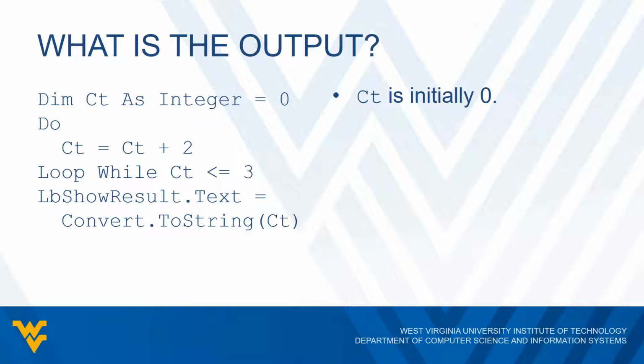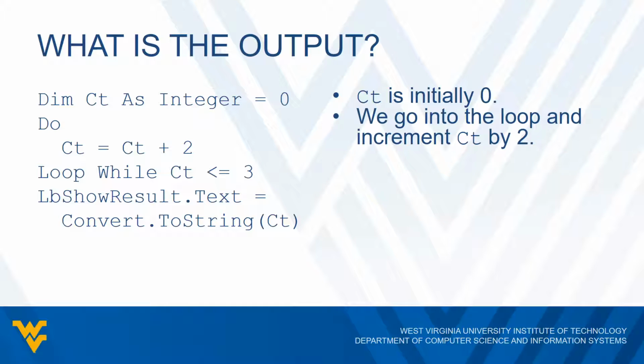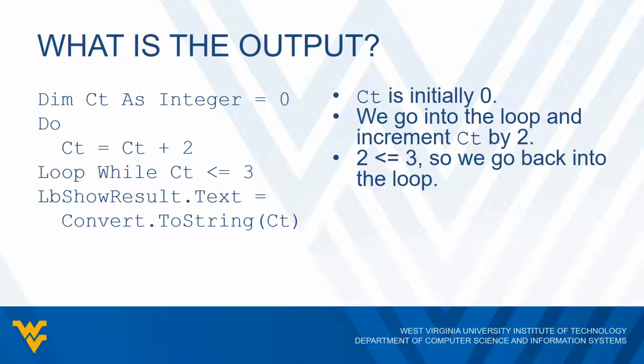So CT is initially 0, that part hasn't changed, and we go into the loop right away, so we'll increment CT by 2. This means when we do our first condition check, we're checking to see if 2 is less than or equal to 3. Well, this is true, 2 is less than or equal to 3, so now we're going to go back into the loop, and here we're going to increment 2 by 2, so that's going to give us 4.